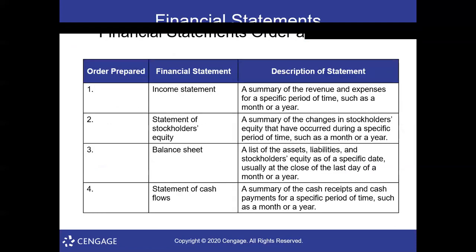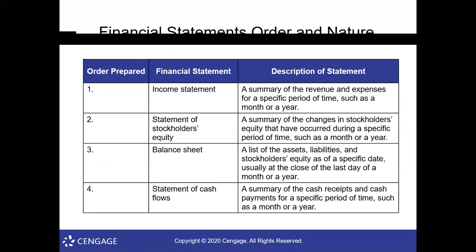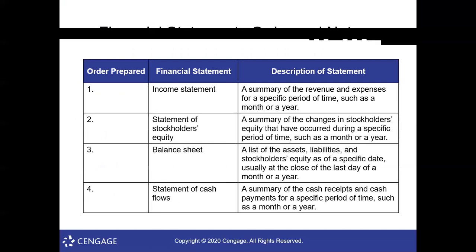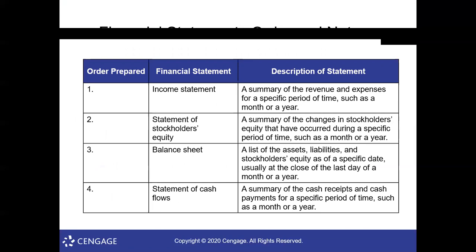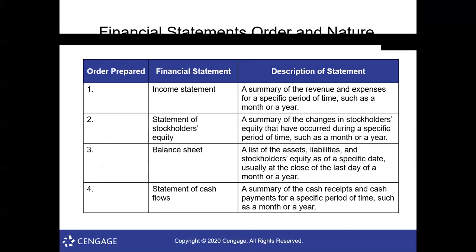What each of these statements do is the income statement summarizes the revenues and expenses and calculates net income, the profit that we generated. If we sell more revenue than we incur expenses, we make a profit. If our expenses exceed our revenues, then we have a loss.